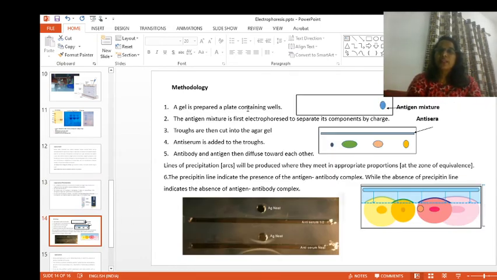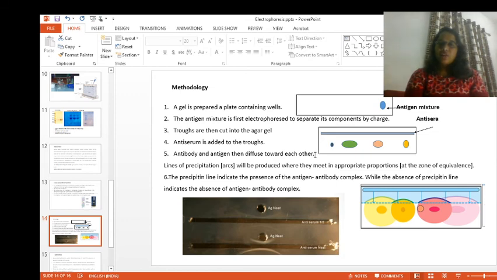And how is it being done? It is usually done using agarose. Usually we use agarose for nucleic acids, but in this case also we are using agarose. Like you are familiar with glass slides, those kinds of glass slides are used for this immunoelectrophoresis. The gel is prepared. It contains a well, and to that well we add the antigen mixture, and then we allow for electrophoresis. Then this antigen mixture will be separated based on its charge and mass.